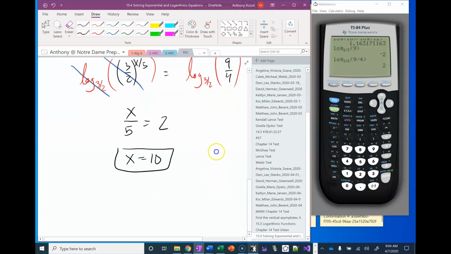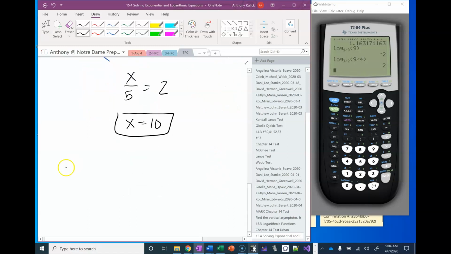Let's look at another one that's maybe a little bit more complicated. So I have 3 to the x plus 3 to the negative x over 4, which is equal to 12.